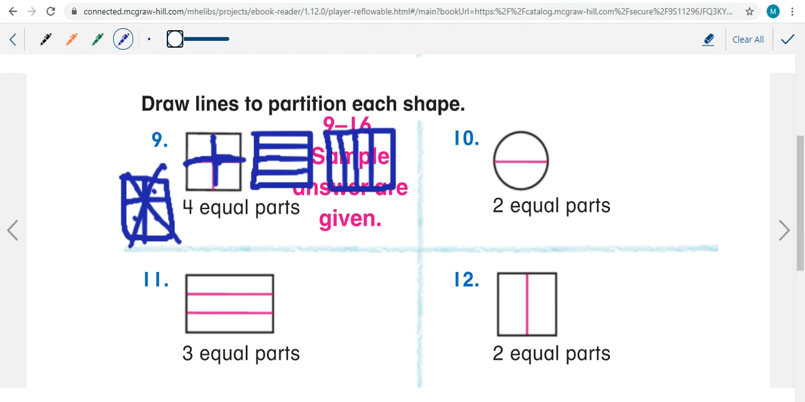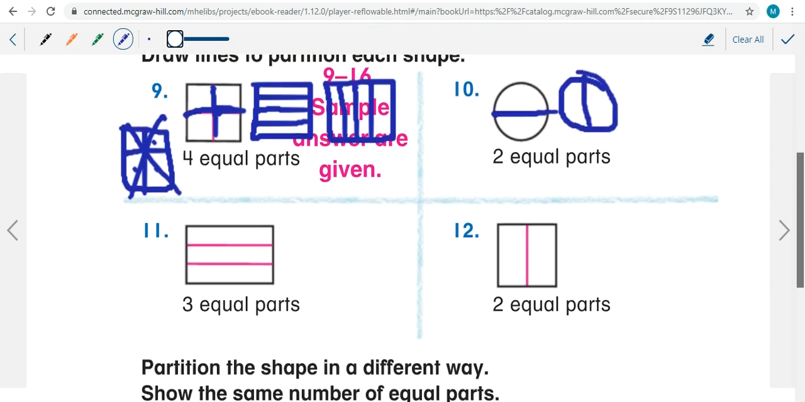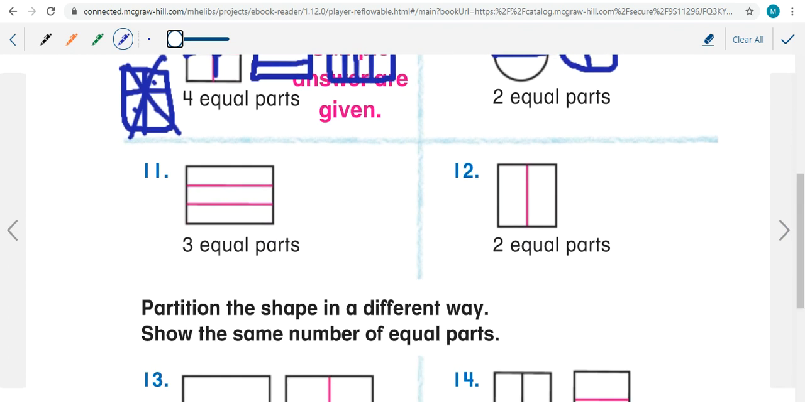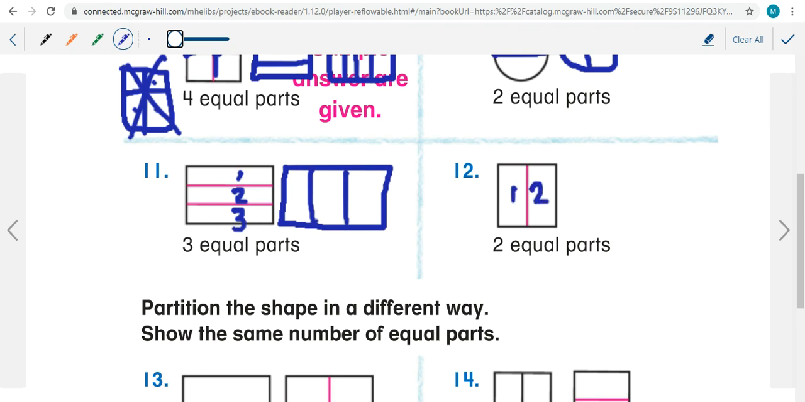Number 10, 2 equal parts. You can draw a line right in the middle, or the same circle you can draw a line like this to find 2 equal parts. Number 11, 3 equal parts. 1, 2, 3 equal parts, or you can divide the same shape like this, 3 equal parts, but they have to be equal. Number 12, 2 equal parts. 1, 2 parts.